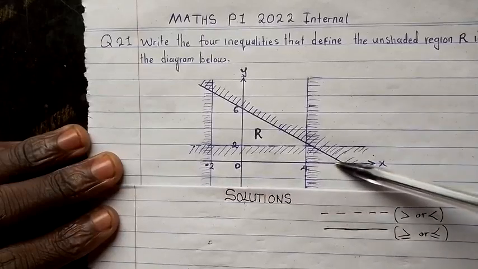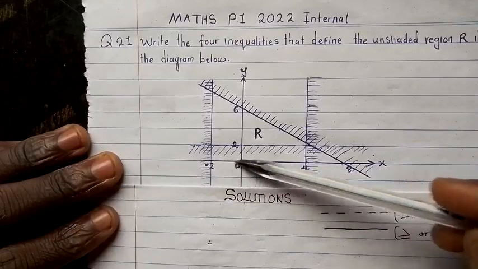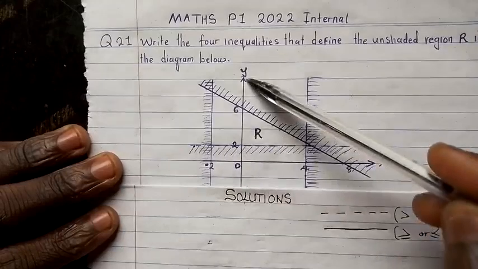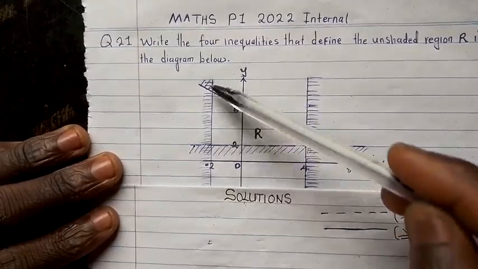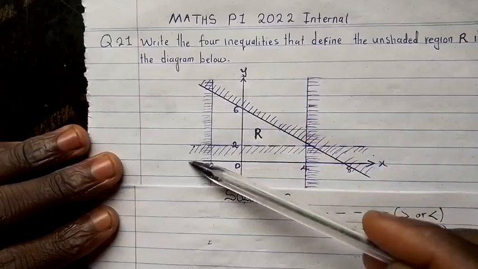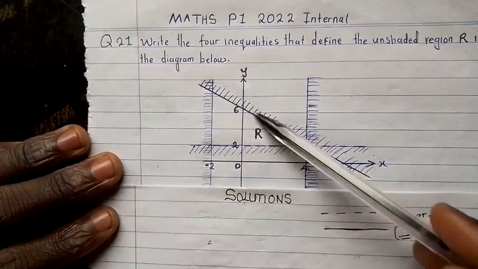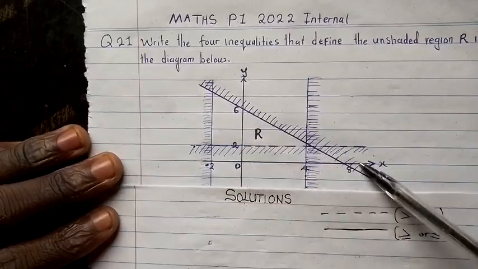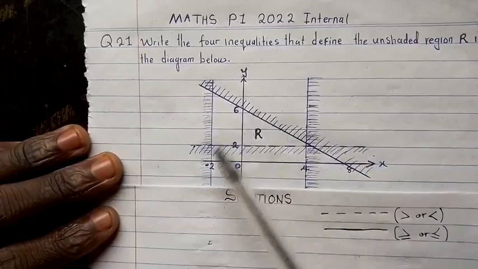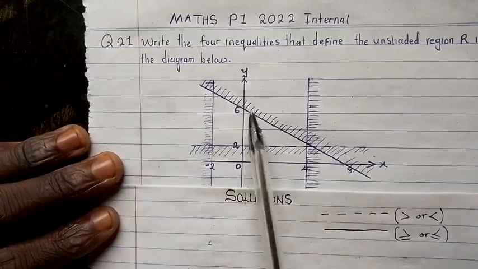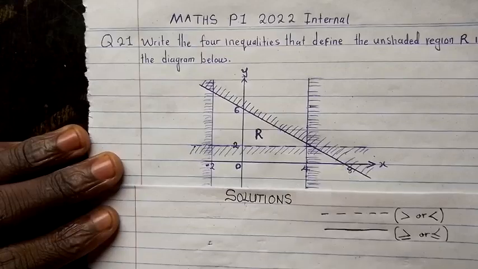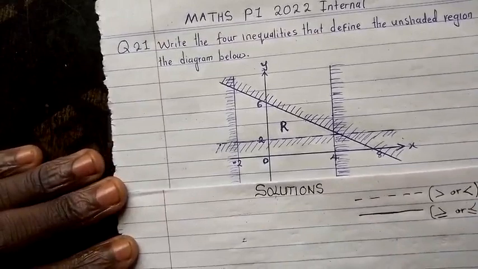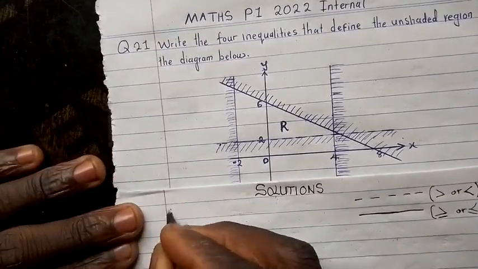This one is cutting through the x-axis, and this one here is cutting through the y-axis. And this one here is cutting through the x-axis. But the last one is cutting both the y-axis and the x-axis. The line which is cutting both axes, we are going to answer later. So let me start with the lines which are cutting one axis.